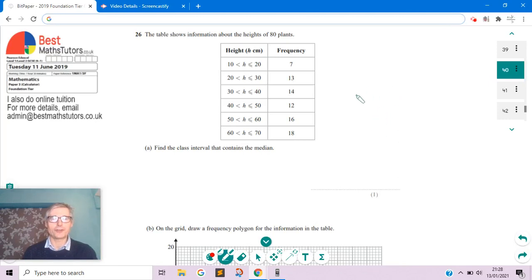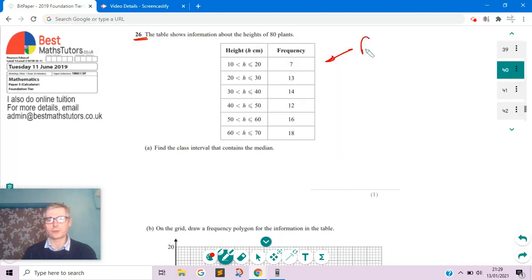I'm continuing to go through the Edexcel Foundation Tier Paper 3 from 2019 and we're on question 26. I'm covering all the questions, so if you find this helpful, please consider subscribing to our channel to see the rest of the videos. So this table we've got here is a frequency table.